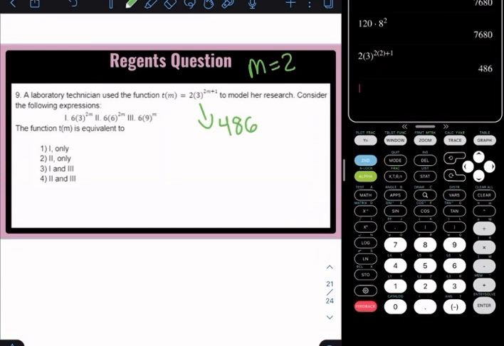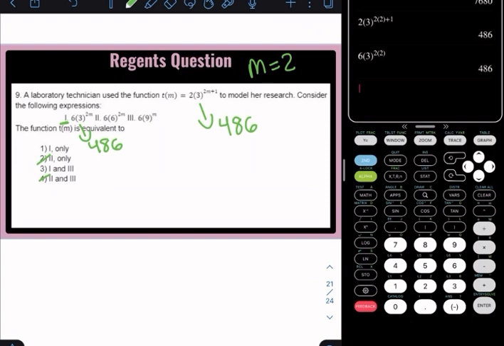Now let's try each of these. For I, 6 times 3 raised to the 2 and make m 2. That would be 486, so this is definitely true. I need to have I in it, so it needs to be either answer choice 1 or 3.